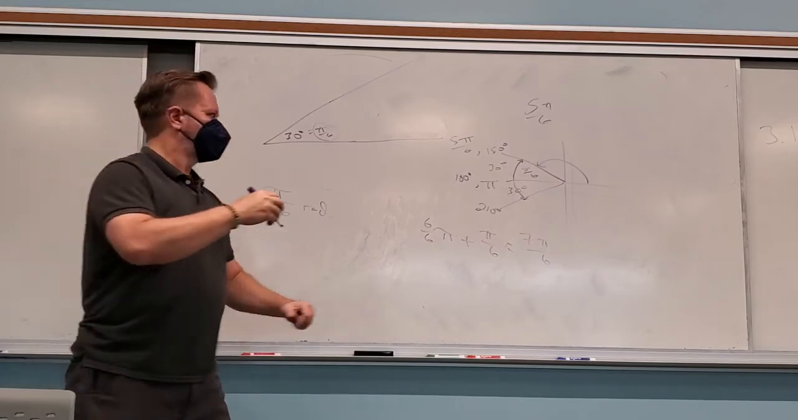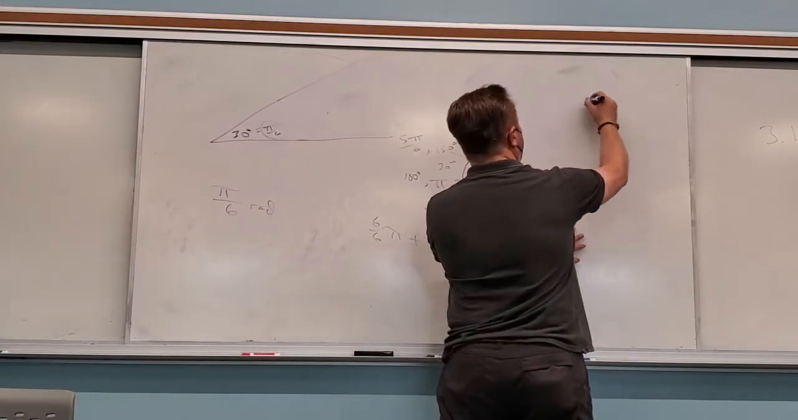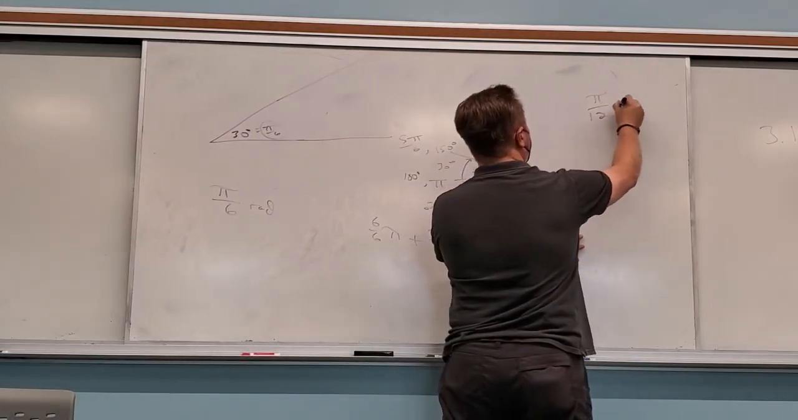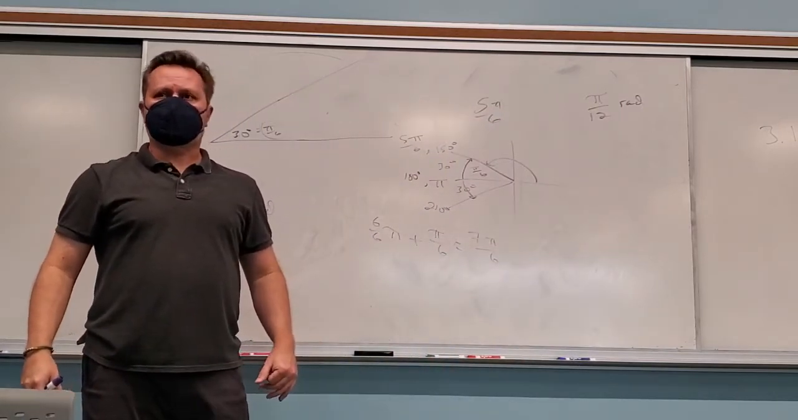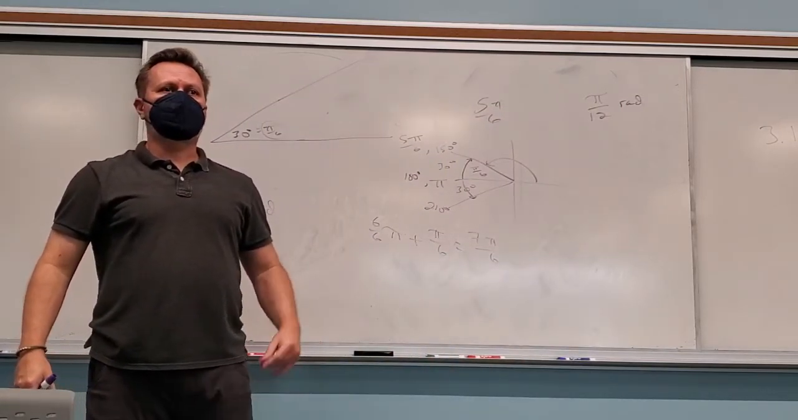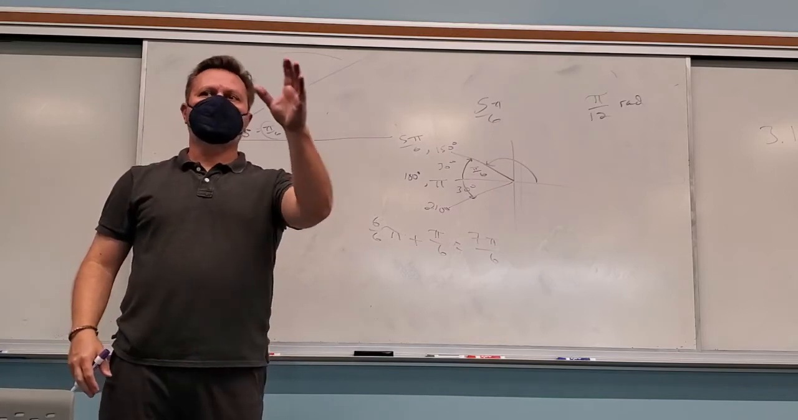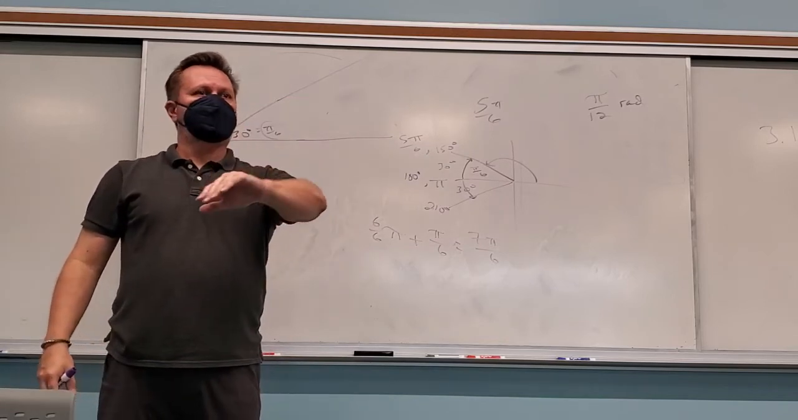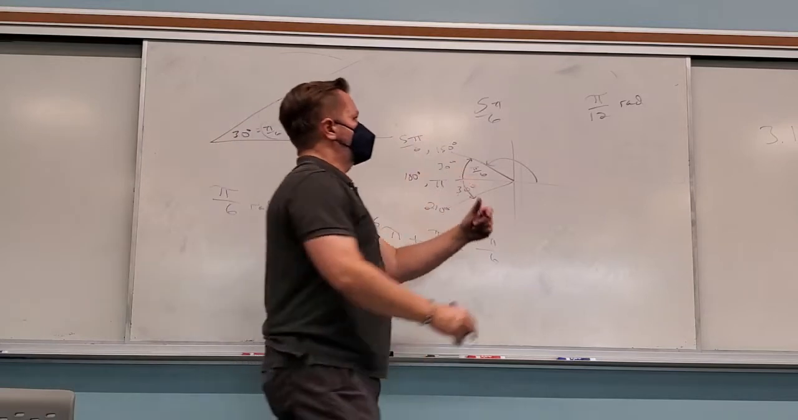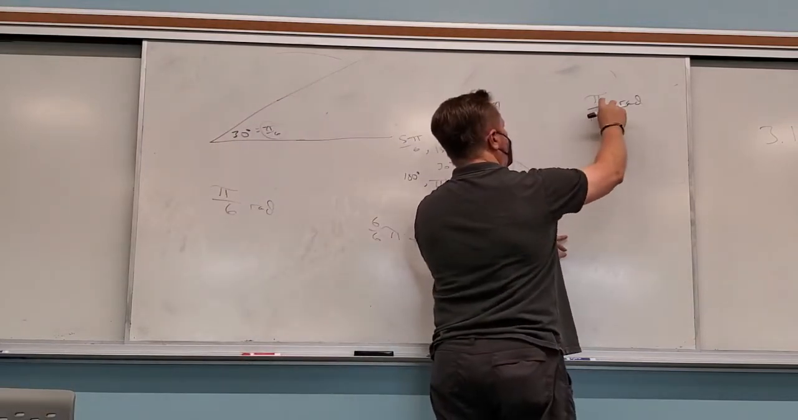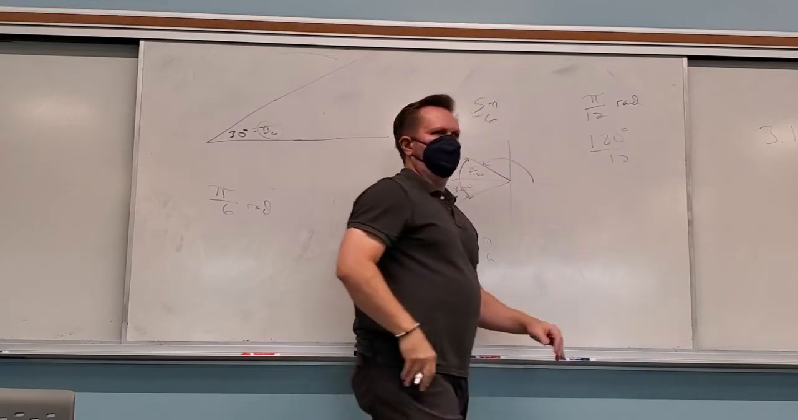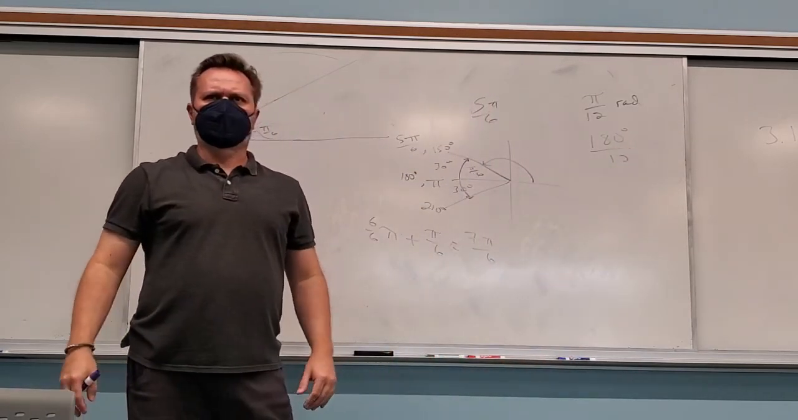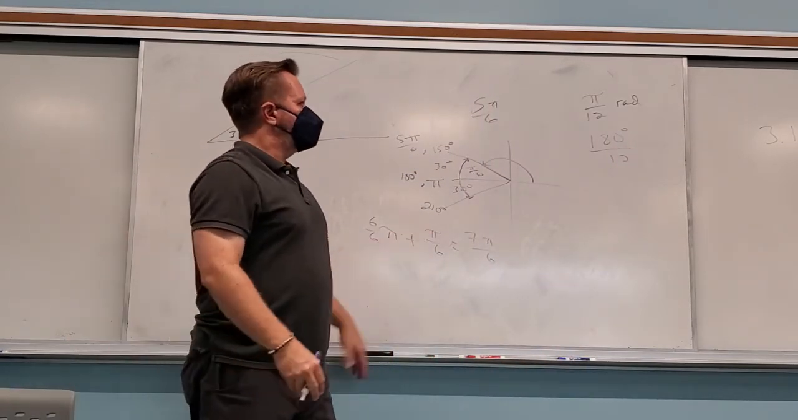Yeah. Okay. Now what would pi over 12 radians be? How many degrees would that be? How do you do that? Pi is how many degrees again? 180. Pi radians is 180 degrees. So now you just have to make pi. What is pi? 180 degrees. And what's 180 divided by 12?